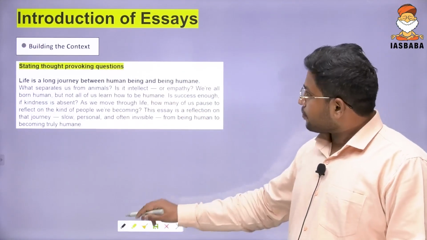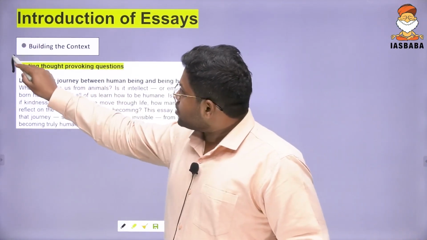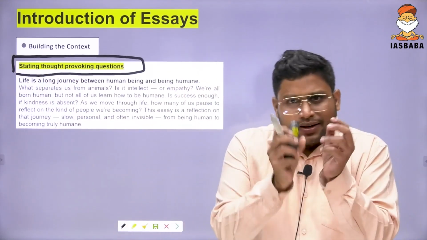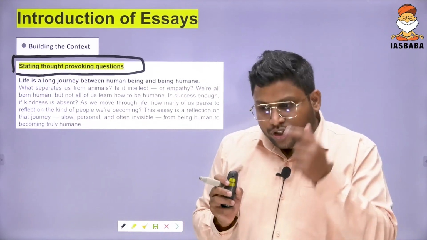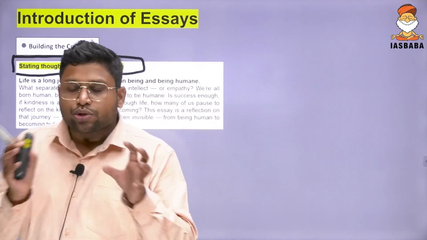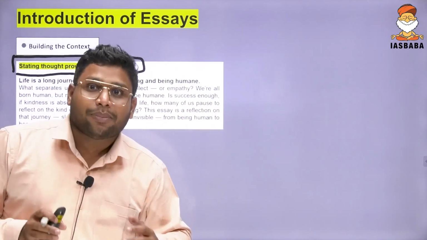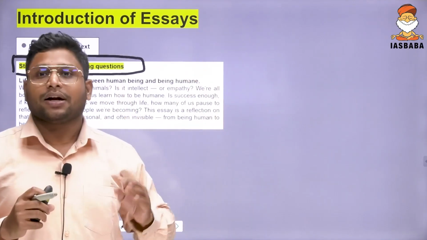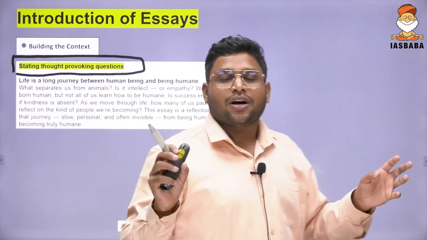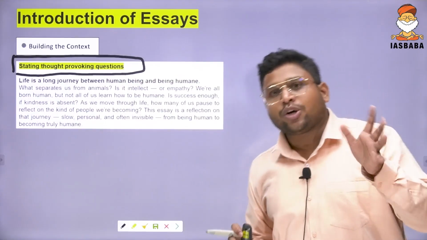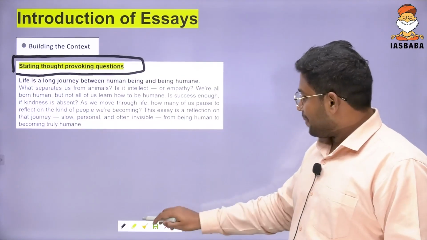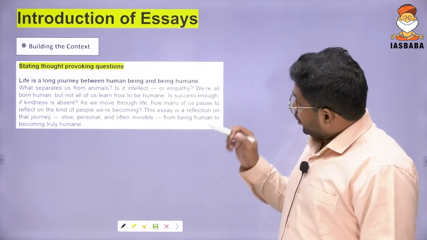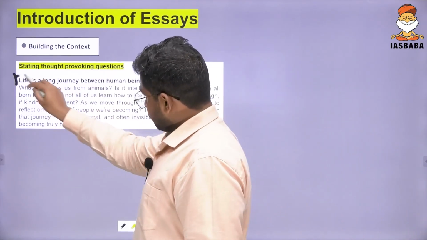Now, there's one more way. What we can do is we can start with some kind of thought-provoking questions. We can write down some questions which when the reader reads, he will think about it and he wants an answer. That answer will be provided in the body part. In the introduction, you've just asked some questions to set the context. For example, you see, life is a long journey between human being and being human.